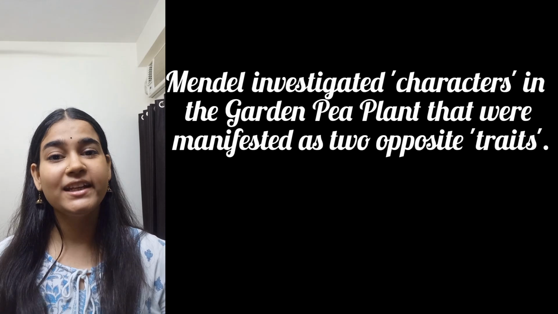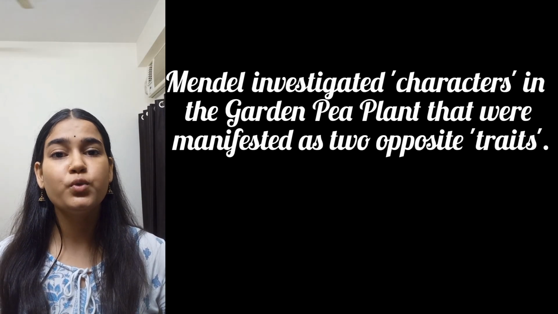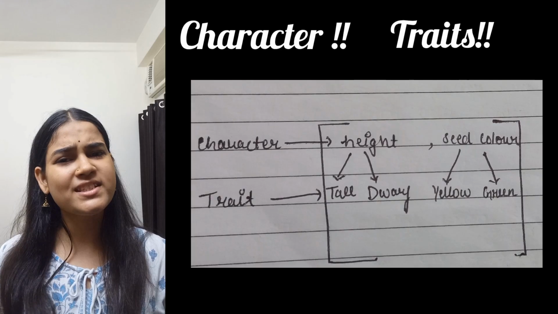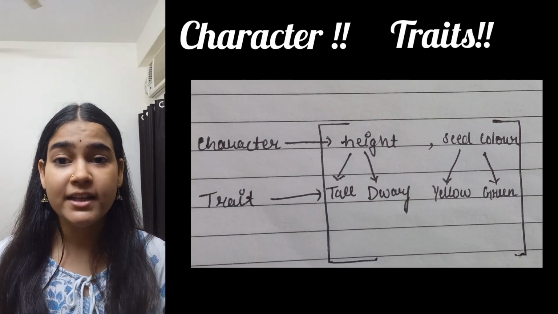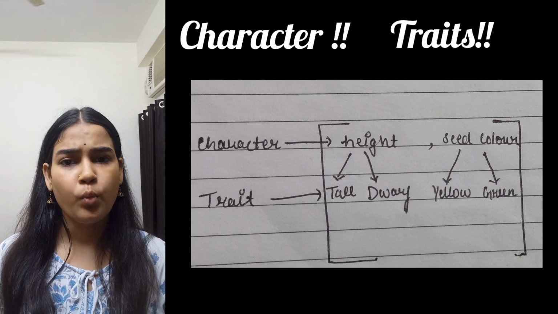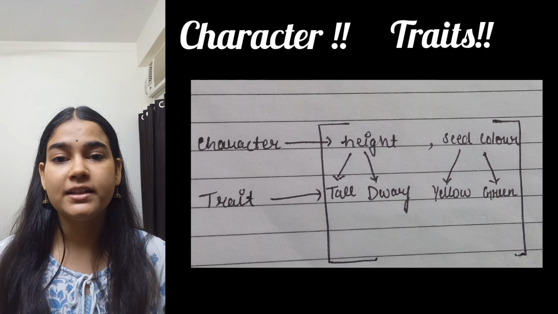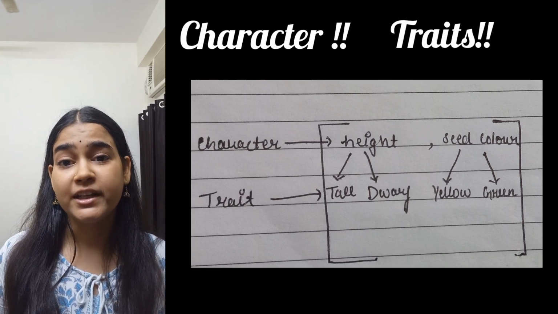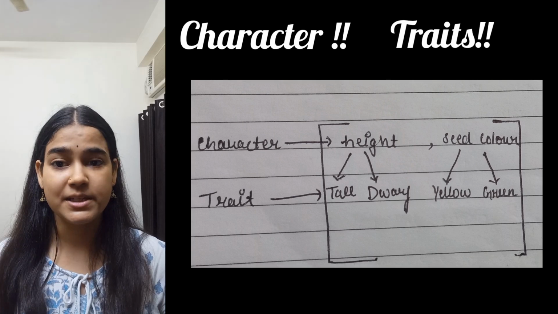Mendel investigated characters in the garden pea plant that were manifested as two opposite traits. Now, what is character? For example, when we are talking about character, it is the height of the plant or the color of the seeds. What is the trait? It describes about the plant is tall or dwarf for the character height, or the color is green or yellow for the seeds.